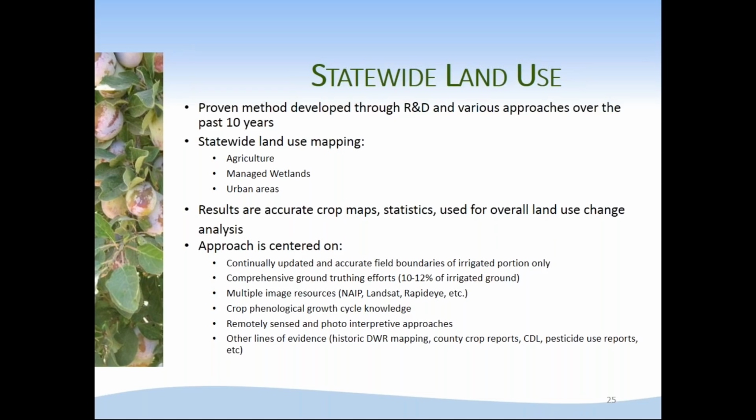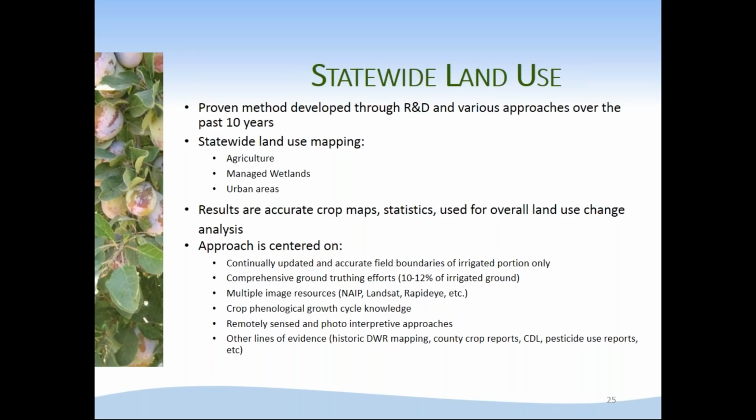We use multiple imagery sources, whatever we can get our hands on, which includes NAIP, National Agricultural Imaging Program, imagery, Landsat, RapidEye, Sentinel, SAR, and any other thing that we can get our hands on in what we call multiple lines of evidence to improve our accuracies. We have to achieve an accuracy exceeding 95% according to the terms of the work that we do for DWR, and so we have to be very accurate with regards to the field boundaries, aggressive, comprehensive ground truthing, and utilizing as many resources as we can.